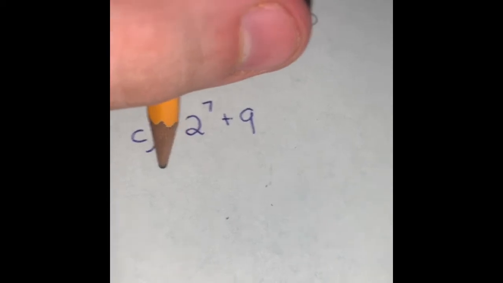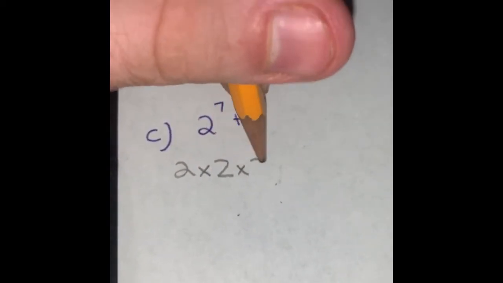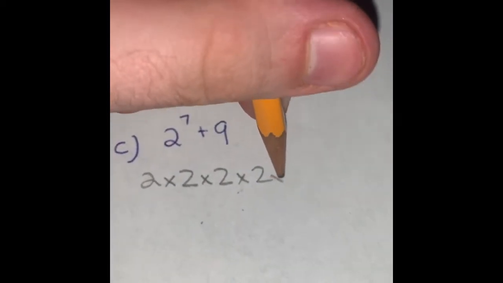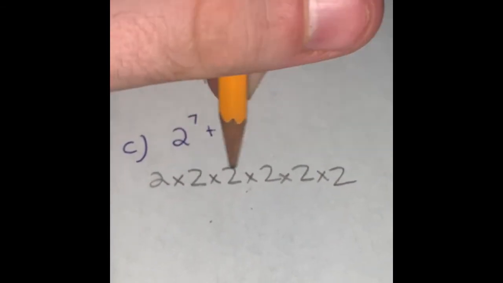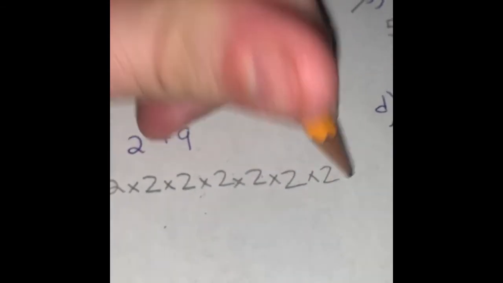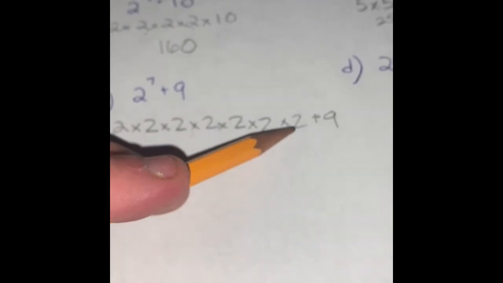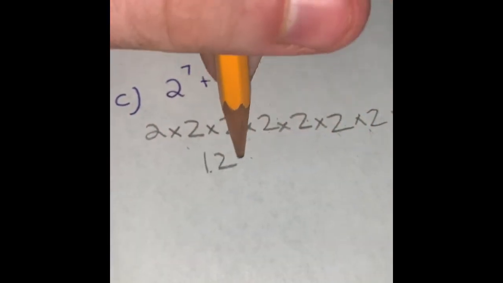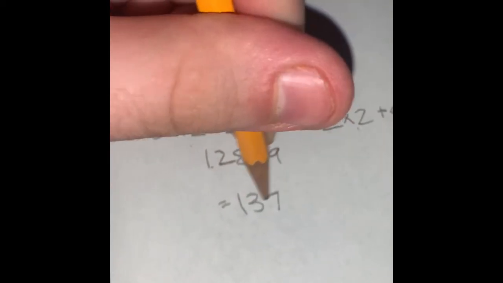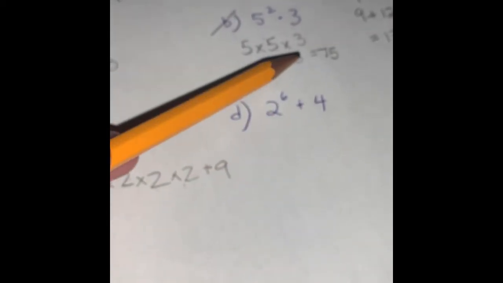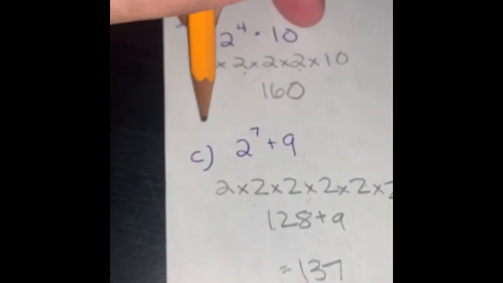Answer choice C says 2 with an exponent of 7 plus 9. So 2 times 2 times 2 times 2 times 2 times 2, 1, 2, 3, 4, 5, 6, times 2 plus 9. So 2 times 2 is 4, times 2 is 8, 16, 32, 64, 128. And 128 plus 9 will give us 137. That is the number we started with, so that is going to be our correct answer.